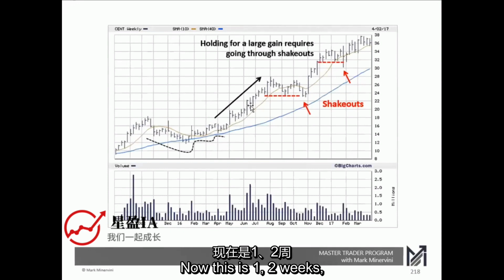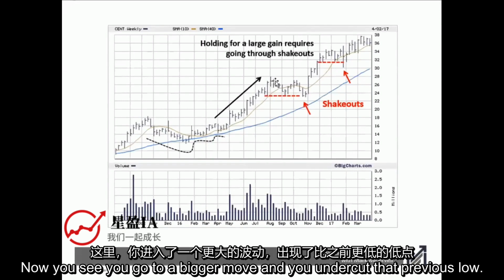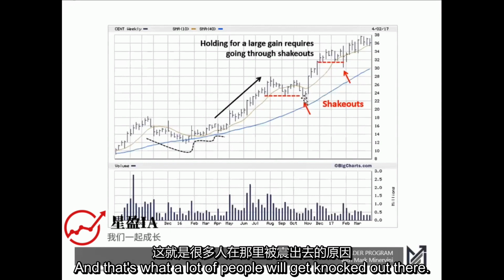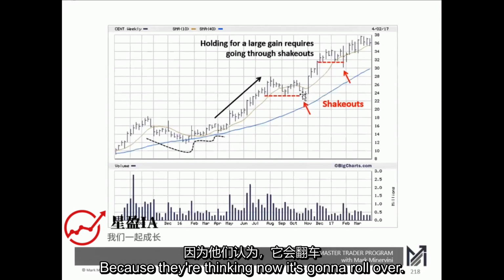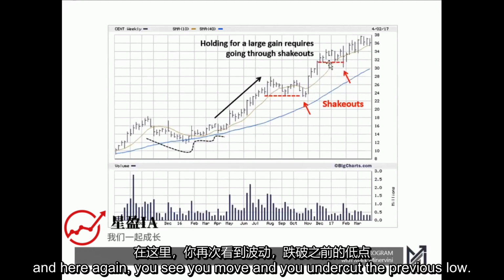So this is 1-2 weeks, 1 week here, another 1-2 weeks here, you're back in. And now you go to a bigger move and you undercut that previous low. That's where a lot of people get knocked out, because they think now it's going to roll over, and then wham, it comes right back. And again, you get another natural reaction and a recovery with tennis ball action. And here again, you move and you undercut the previous low, then you come back.